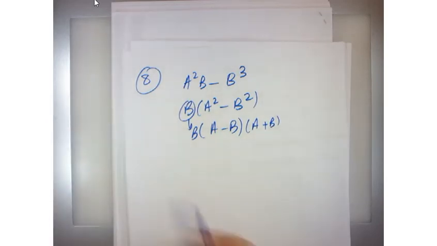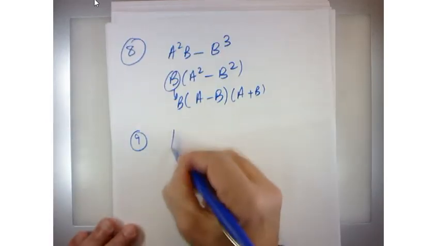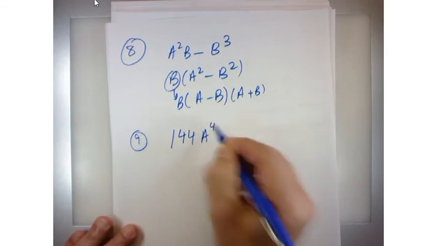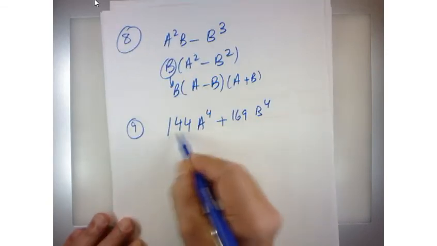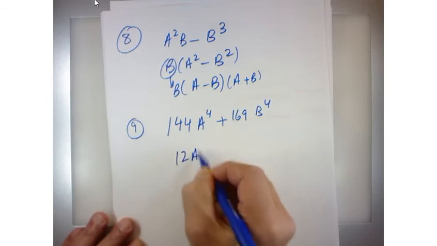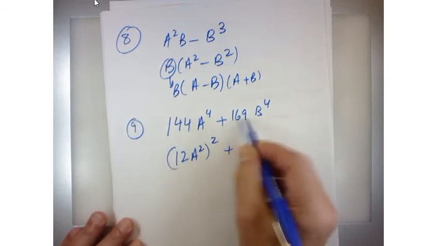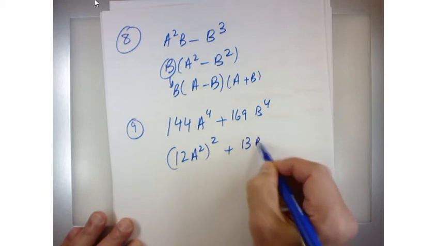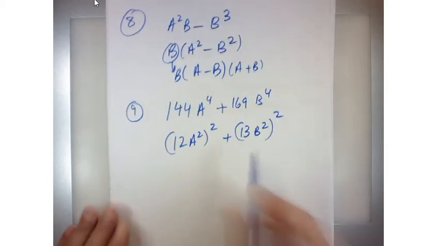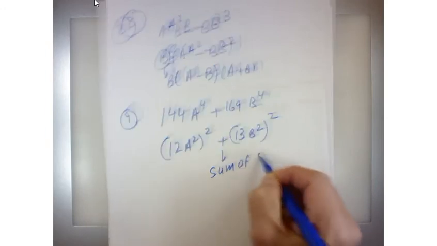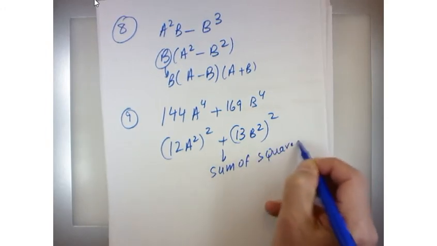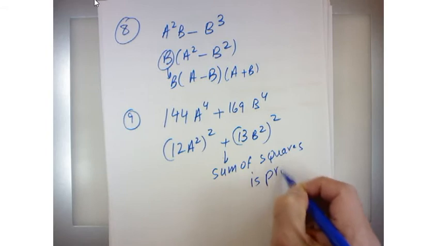Example 9, 144a to the 4 plus 169b to the 4. So that's 12 if you square root it. A squared squared. Square root of 169 is 13. If you do b squared squared, you get b to the 4. So we bundle these two together, which is the sum of squares. And the sum of squares, as always, is prime. Can't factor that, okay?